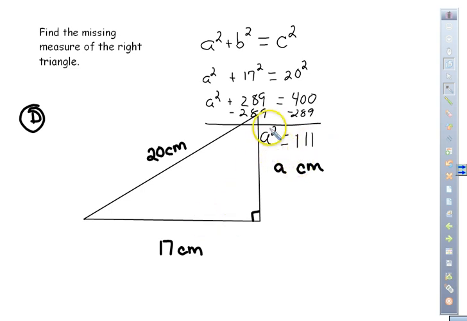Now, to get rid of the square, because we can't leave it a squared, we need to take the square root of both sides, and we then get a by itself. The square root of 111, rounded to the nearest tenths, is 10.5. And it is centimeters because we're just plugging it into the value of a. The biggest thing that a lot of you forget about is solving this algebraically and subtracting the 289 from both sides. So be very, very careful with that.